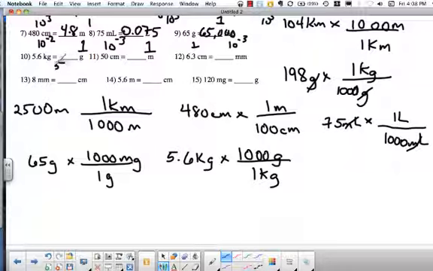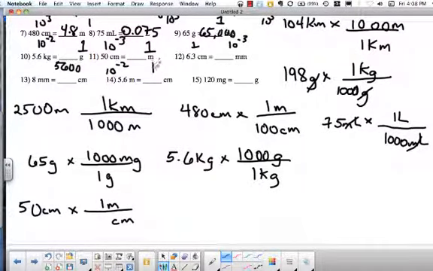50 centimeters. Want centimeters to go away, so it needs to be on the bottom. Meter needs to be on the top. 10 to the minus 2. This is a base. So 100 of the smaller in the larger. So the answer here, erasing, is 0.5.